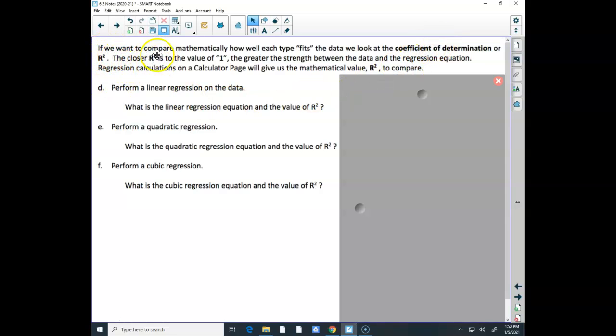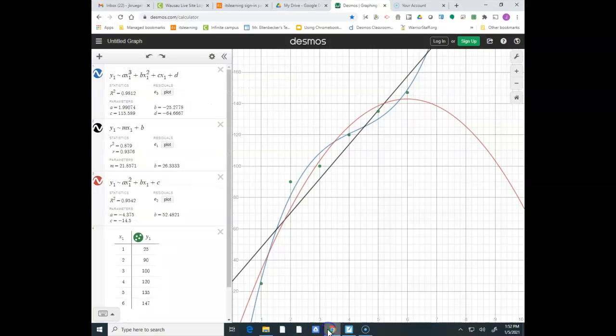And the closer R squared is to the value of 1, the greater the strength or correlation between the data points and our regression model or equation. Okay? We don't need to worry about the regression calculations on a calculator page, because Desmos automatically gave us our R squared, our coefficient of determination. Looking at those, I can see my cubic is 0.981.